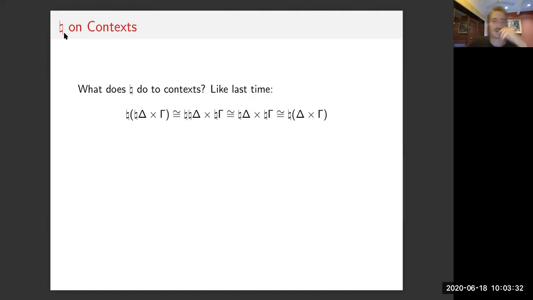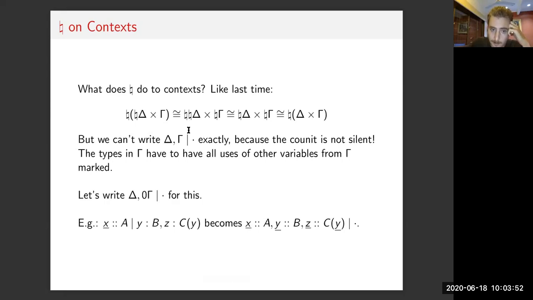Okay, so let's look at what this operation does on context. Like last time, the calculation is exactly the same. We've got left exactness distributed over the product, then the double natural becomes a single one, and then left exactness takes us back. So we want to write something like this, but we can't literally write this because the co-unit isn't silent anymore.